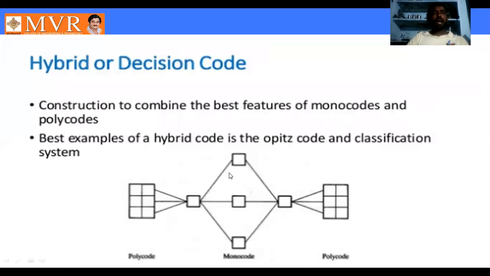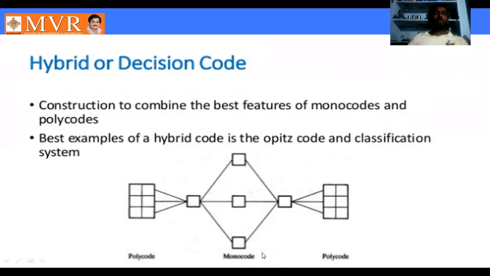Next we can see the hybrid or decision code. In the hybrid or decision code, the construction is to combine the best features of monocode and polycode. We combine both monocode and polycode and get the best features. The best example of a hybrid code is the Opitz-based coding system and classification system.